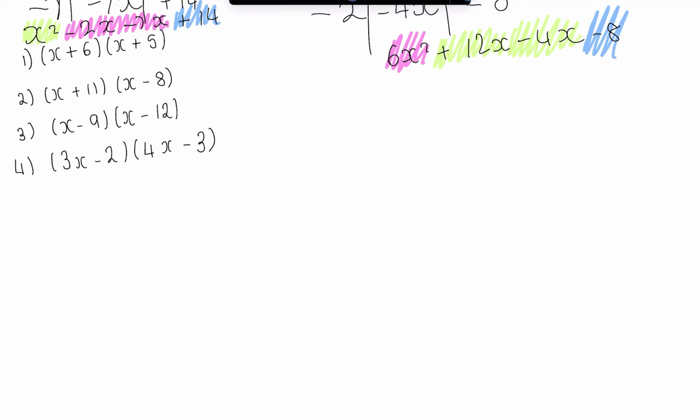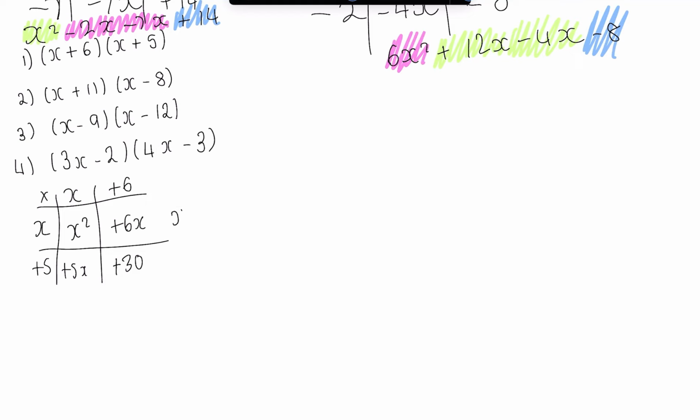So for the first one then, setting up your grid, you should have got something that looks like this. You should have got x squared plus 6x plus 5x plus 30. And then when you write it out as a line, you'll notice that you'll be able to simplify in the middle. So you should have got x squared plus 11x plus 30. So that's your answer to your first one.